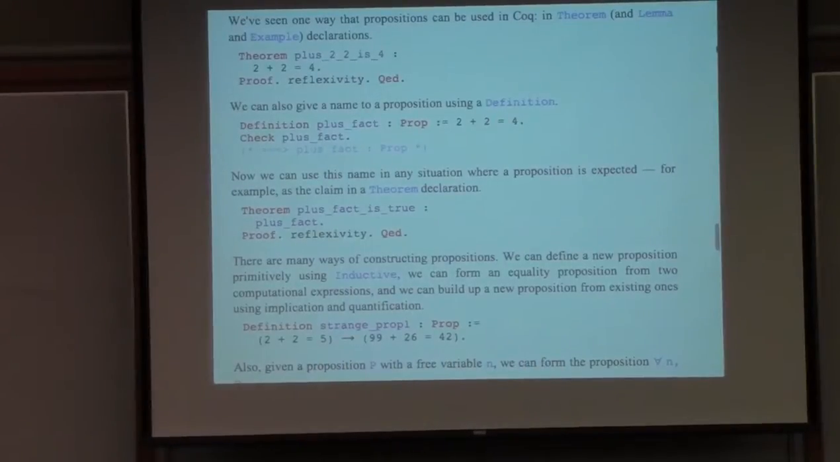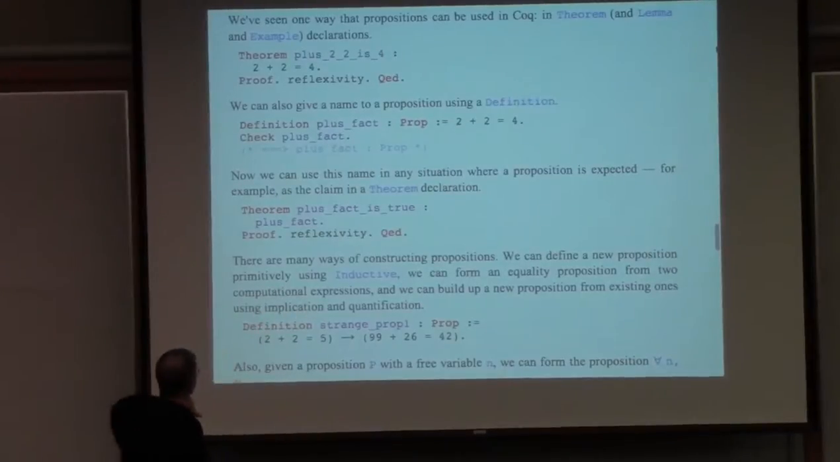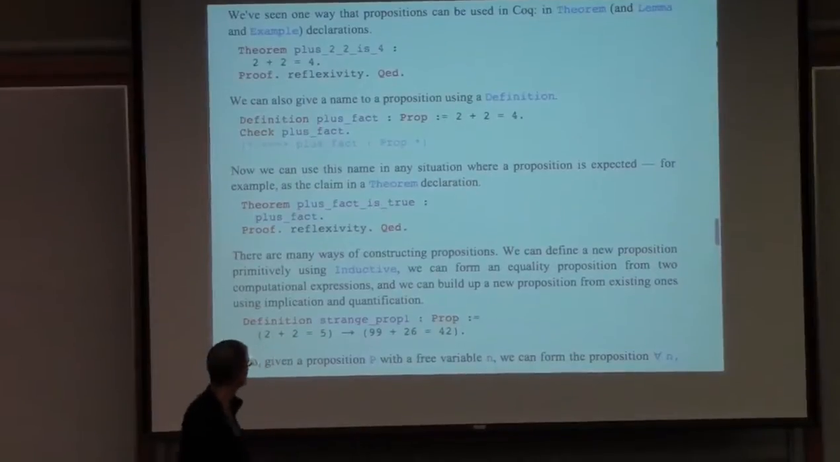Propositions are ordinary data in Coq, of course, at a different level than the data that is the proofs of propositions. But all the same things can be done with them. So we can give names to propositions. So we can, for example, define a name plus_fact for the proposition 2 + 2 = 4. And then we can write a theorem whose type, if you want, is plus_fact.